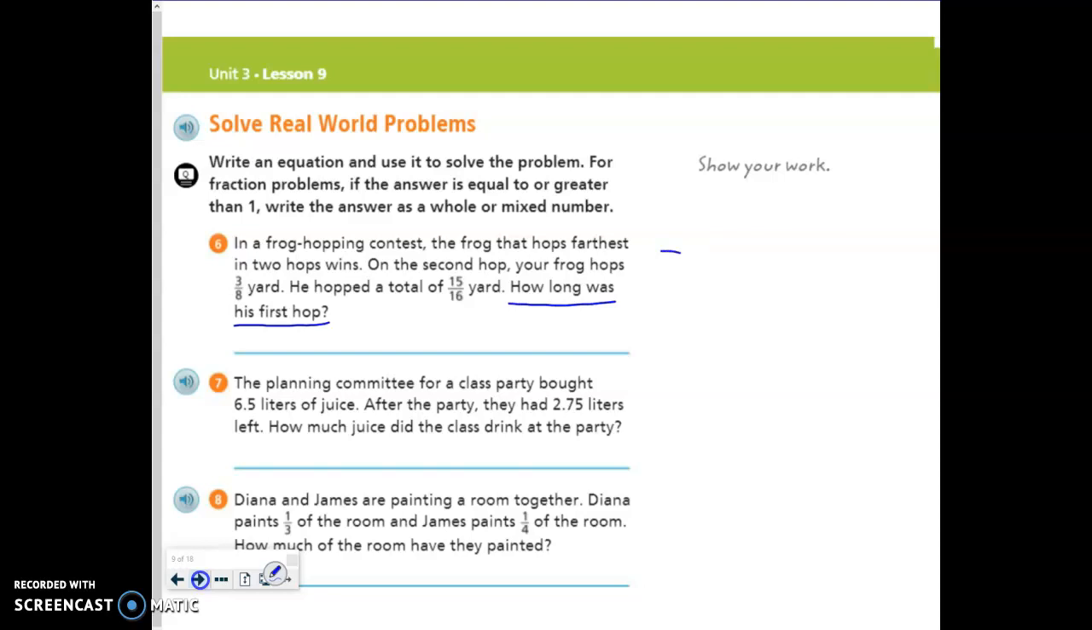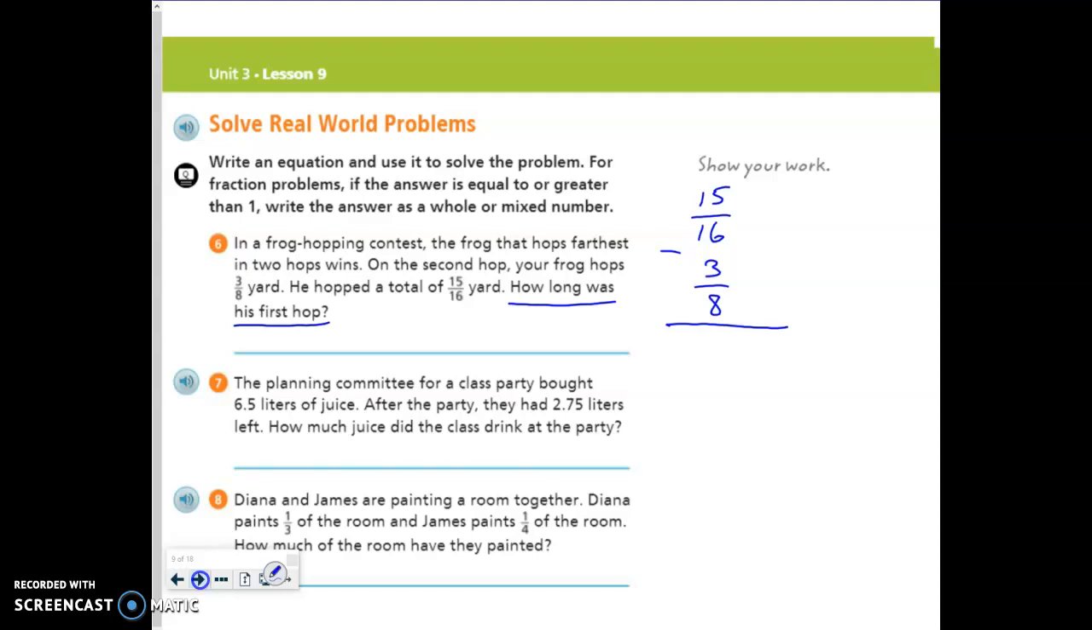Now, the key with subtraction is that we need to make sure that we put the larger fraction on top, and since they're telling me that 15/16 is the total, I'm going to suggest that that is the top number. That's going to be the biggest number, unless he jumped backwards on his first jump, which I don't think happened. And then the second one, it said he jumped 3/8. So I can't solve this problem as it currently stands, so I've got to go to finding my common denominator, and what we practiced in that last video, finding the least common denominator.